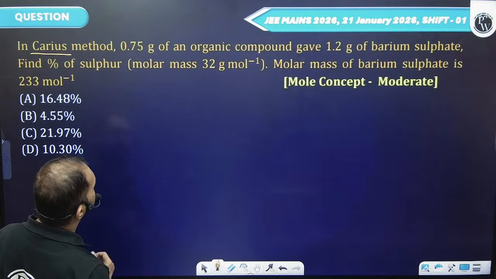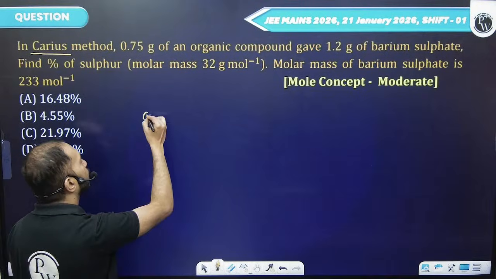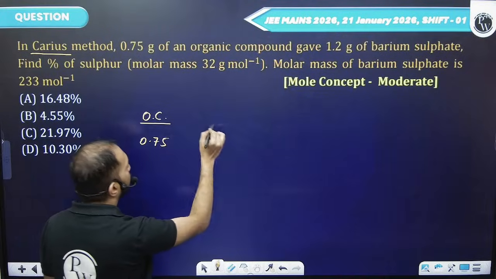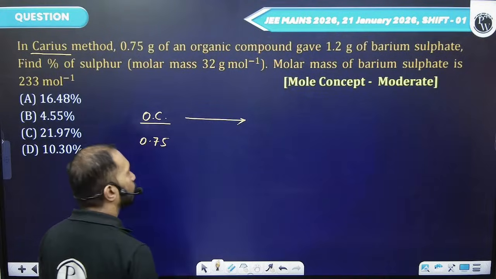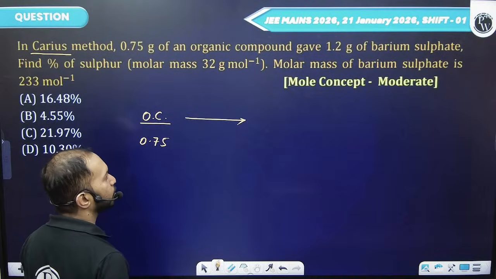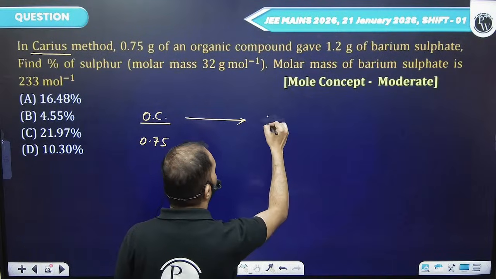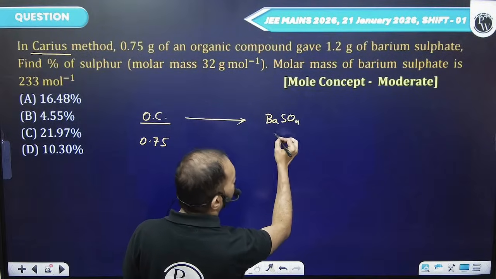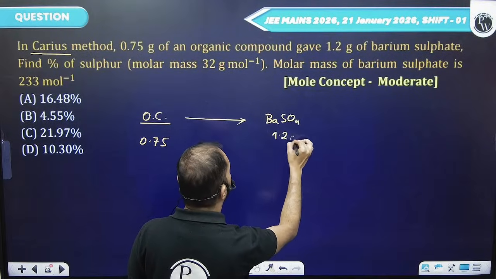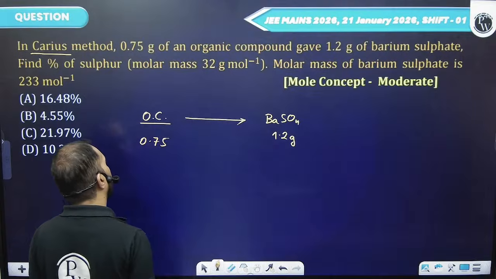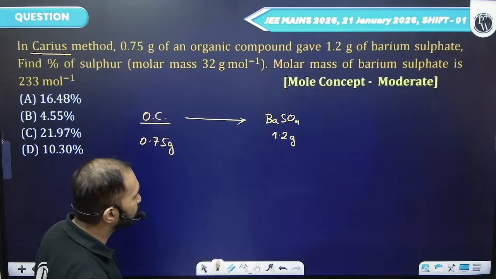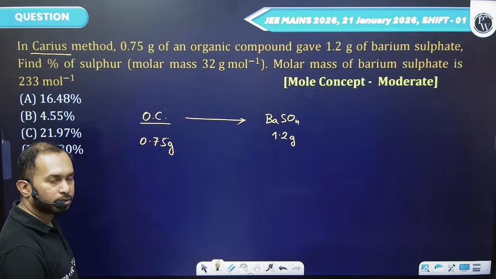In Carius method, 0.75 gram of an organic compound is taken, how much? 0.75 gram. Carius method is followed, then all the sulfur which was present in this organic compound is converted into barium sulfate, BaSO4. And how much mass of BaSO4 is produced? 1.2 grams. So I will just give you the hint, the idea how you are going to solve this question. Just apply the POAC, principle of atomic conservation. You will get the answer.